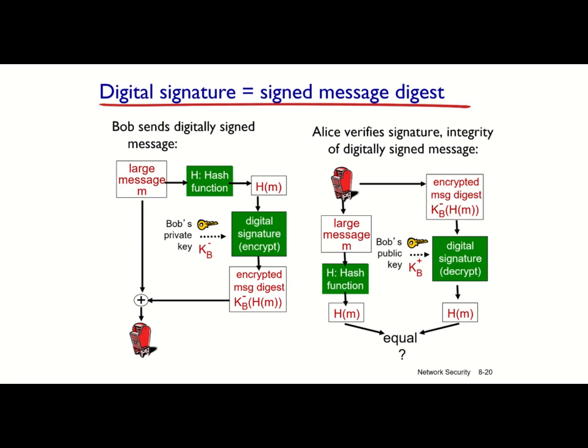So if everything is perfect and we have no message alteration in the middle of the way, and if Bob is the person who has sent the message, therefore these two have to be equal. In the case that these two are not equal, that means that either we don't have message integrity, or we have failed to prove the message authentication.